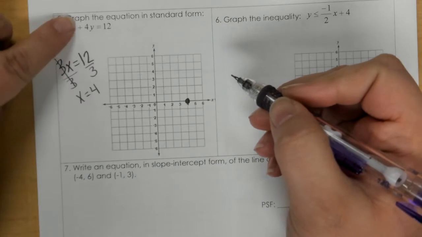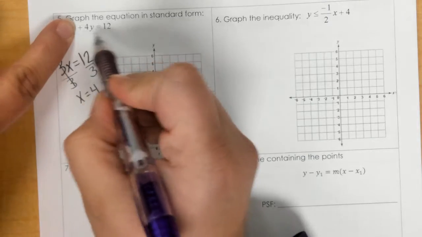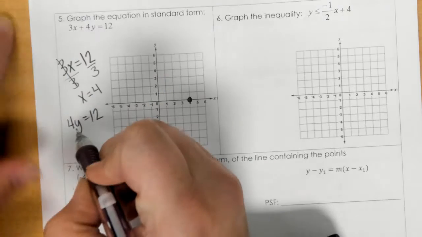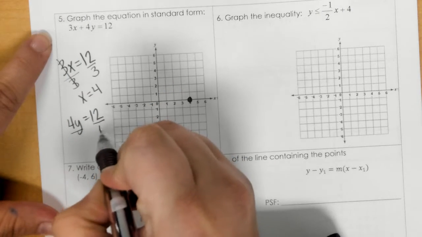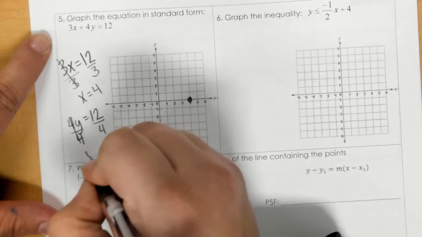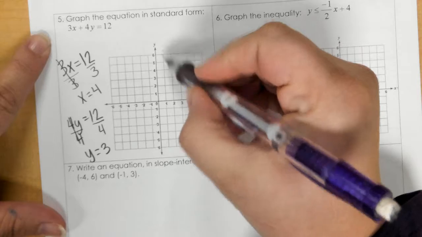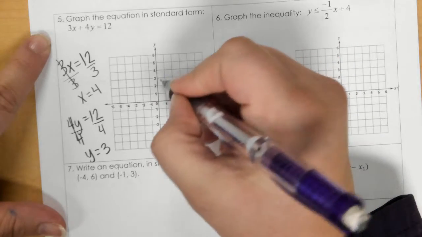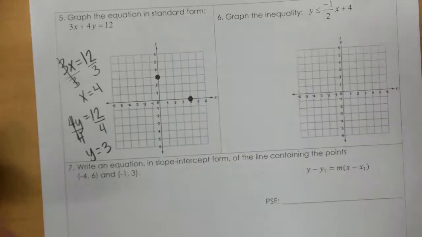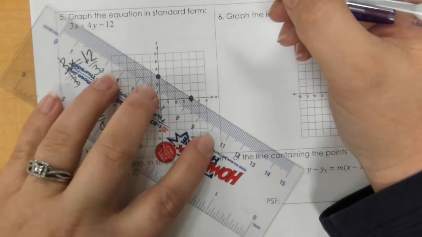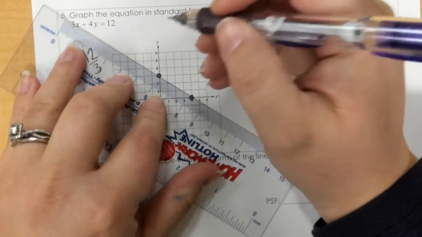Then for y, I cover up x, and I have positive 4y equals 12. So I divide both sides by 4, and I get that y is 3. So on the y-axis, I go to the 3 and put a point. Then I would go ahead and connect those 2 points to make my line.